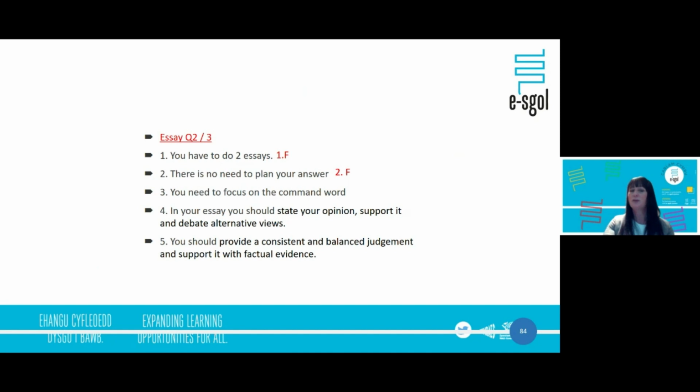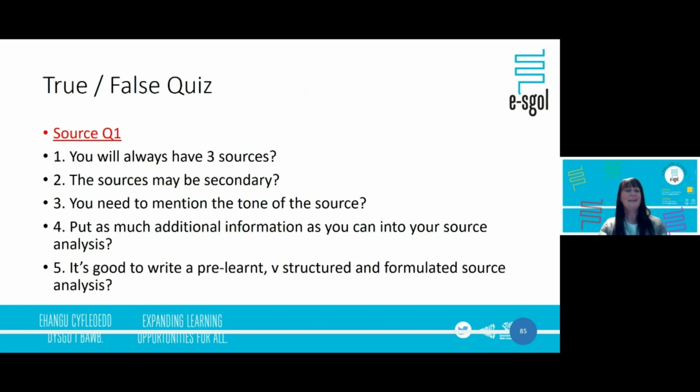You need to focus on the command word. Absolutely. OK, you know the 6 command words now that these essays could come under. In your essay, you should state your opinion, support it, and debate alternative views. That's true. OK, you need to do that. You should provide a consistent and balanced judgment and support it with factual evidence. That's true as well.